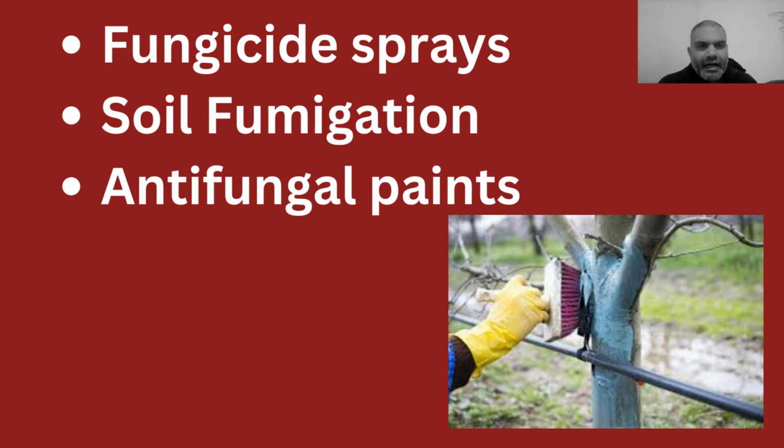More commonly, we use fungicide sprays in apple cultivation during the monsoons. Every 15 days, people use fungicide sprays. If you have a deadly soil fungus, we can use soil fumigation, where we actually dig the ground where an old tree was and we fumigate the entire thing.